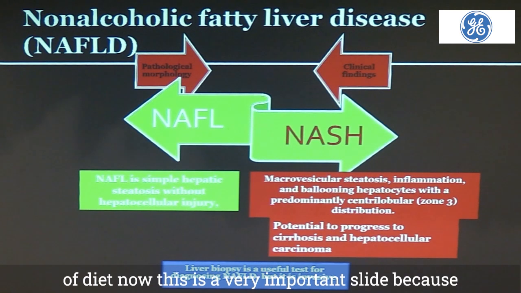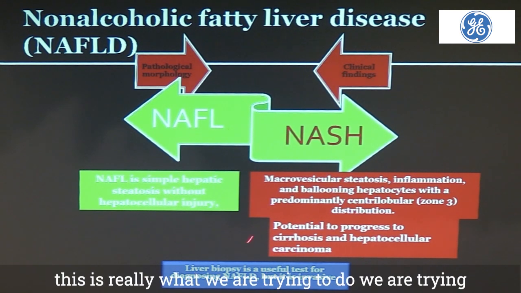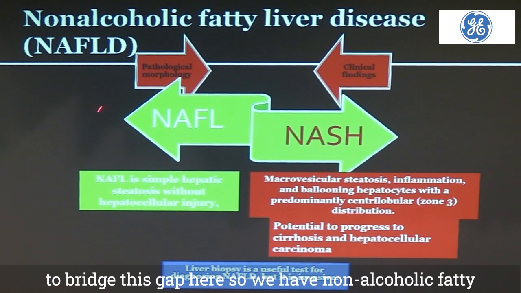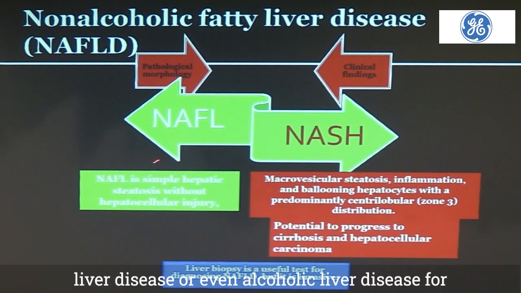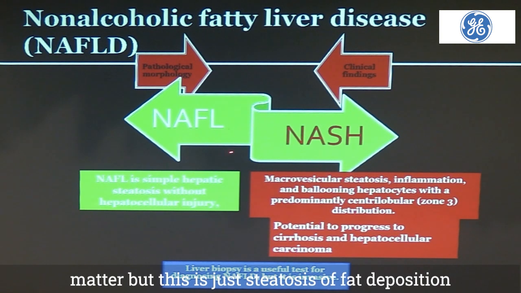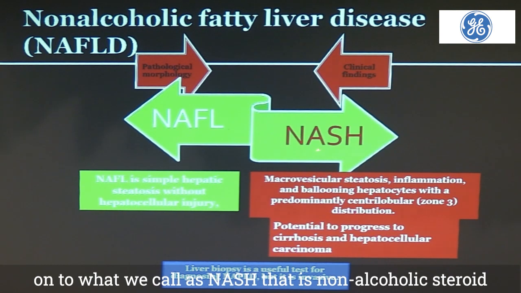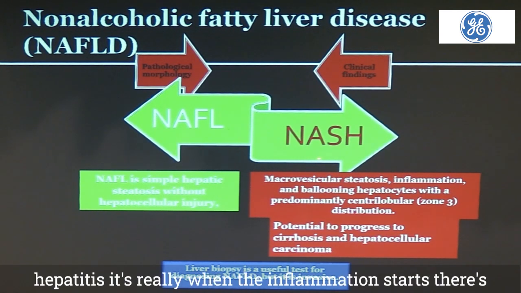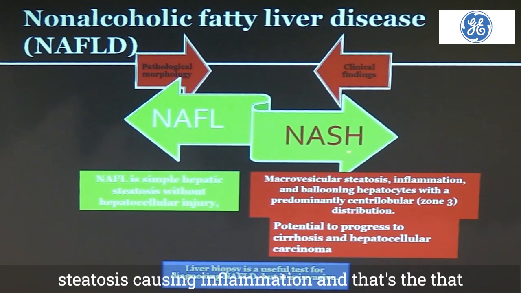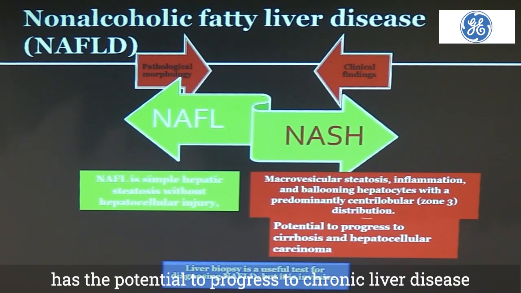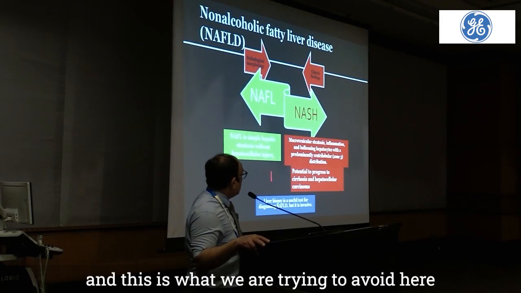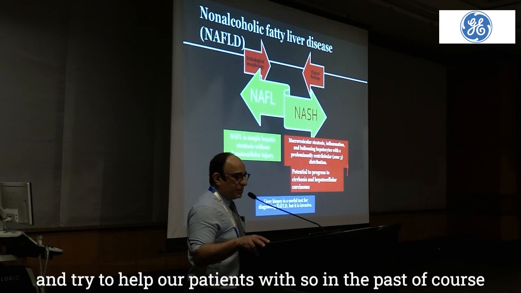Now, this is a very important slide because this is really what we are trying to do. We are trying to bridge this gap here. So we have non-alcoholic fatty liver disease or even alcoholic liver disease for that matter. But this is just steatosis or fat deposition without liver injury or liver inflammation. And when it moves on to what we call NASH, that is non-alcoholic steatohepatitis, it's really when the inflammation starts, there's steatosis causing inflammation, and that has the potential to progress to chronic liver disease. And this is what we are trying to avoid here and try to help our patients with.